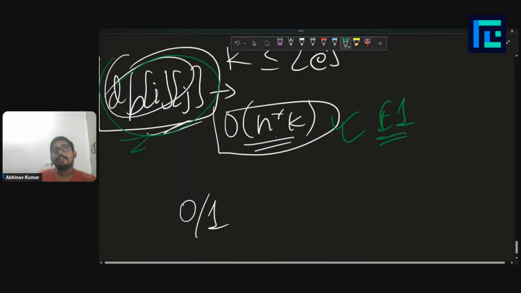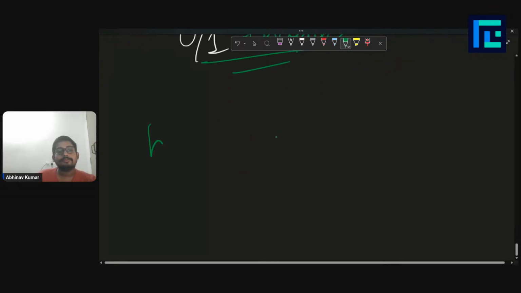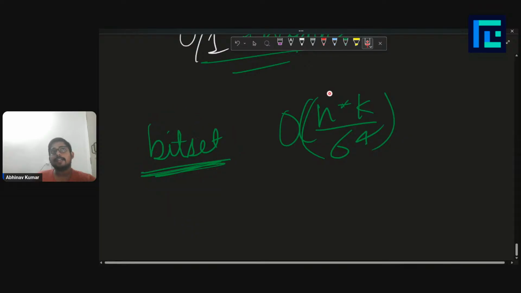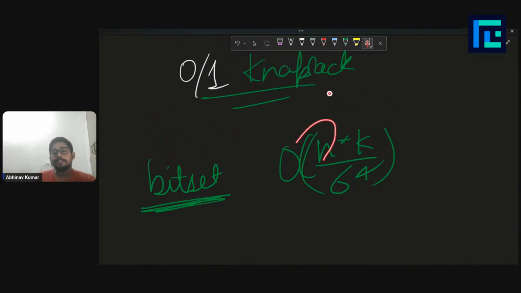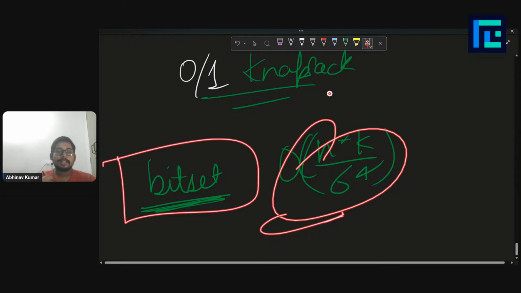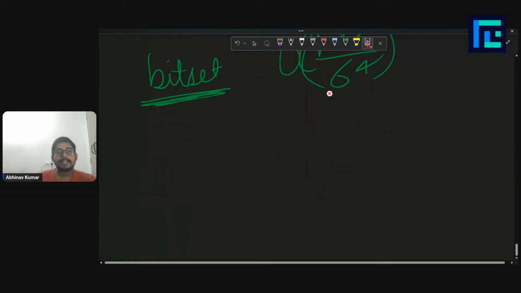Now if you know about an optimization of a 0 1 knapsack, if you know about bitsets, then you can use bitsets to optimize the complexity of a knapsack DP to n into k by 64. So using bitsets, you can reduce the time complexity of a knapsack DP to n into k by 64. If you don't know about this concept, you may read about it. I'll explain it in short. What is a bitset?